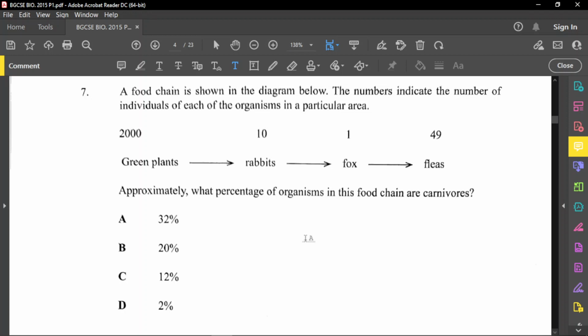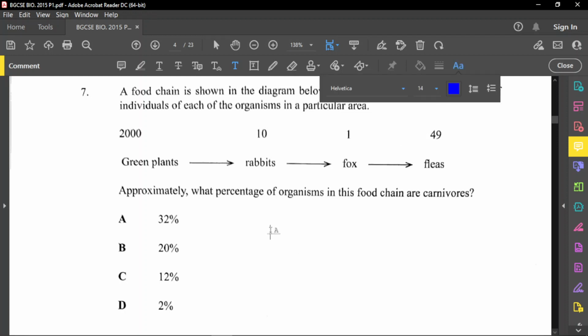To find this, we need to know our total number of organisms. 2,000 plus 10 plus 1 plus 49 gives us 2,060. If we want the percentage of carnivores, we need the total carnivores, which is the fox and the fleas, so that will be 50.